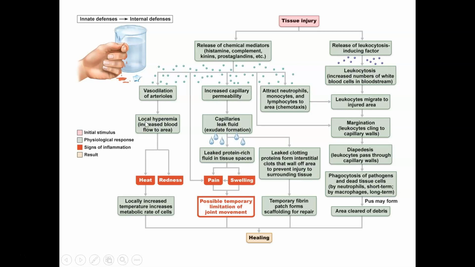Vasodilation produces hyperemia. I didn't define that term before, but you do need to know that. Hyperemia is an increased blood flow to an area, in this case as a result of vasodilation of arterioles. Hyperemia is going to cause heat, increased blood flow, and redness. Increased exudate is going to cause swelling and pain. Swelling might cause temporary loss of function in some tissues anyway.